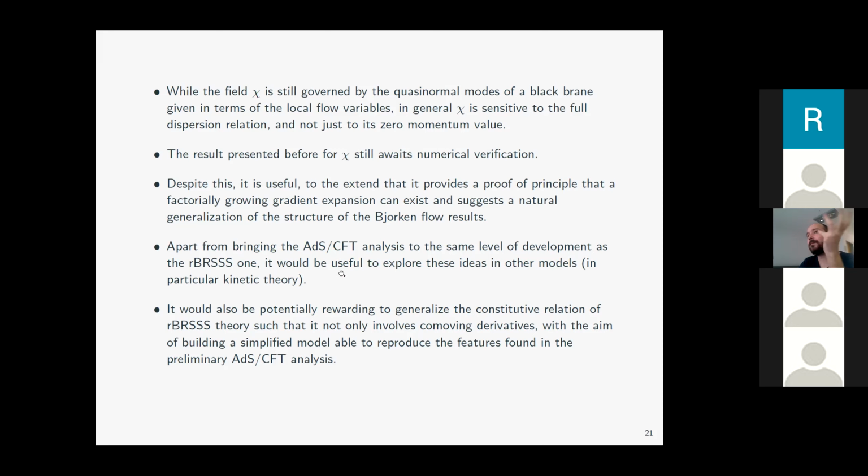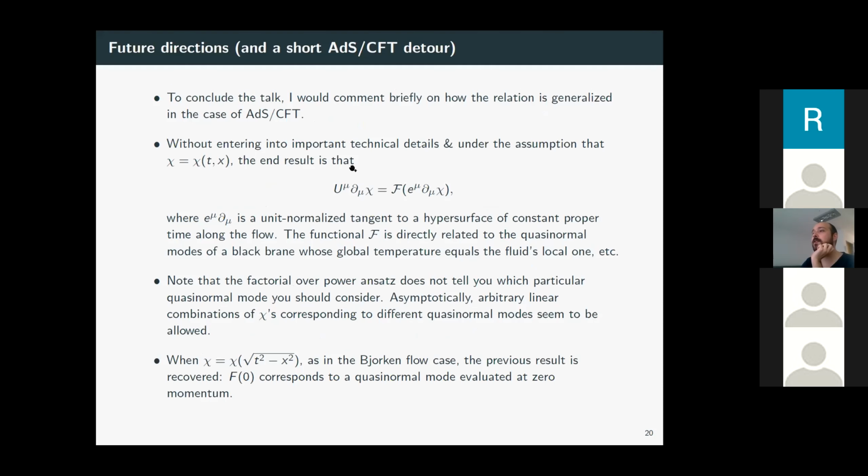It's also worth mentioning future directions. It would be interesting to bring this AdS/CFT analytical analysis to the same level of rigor as BRS-3 by complementing it with some numerical results. It would also be very nice to explore these ideas in other models, such as kinetic theory. And I think it would also be interesting to find out whether it's possible to generalize BRS-3 in such a way that the equation of motion for nu not only involves time derivatives, so you can build a simplified model which reproduces this feature that the AdS/CFT analysis suggests.